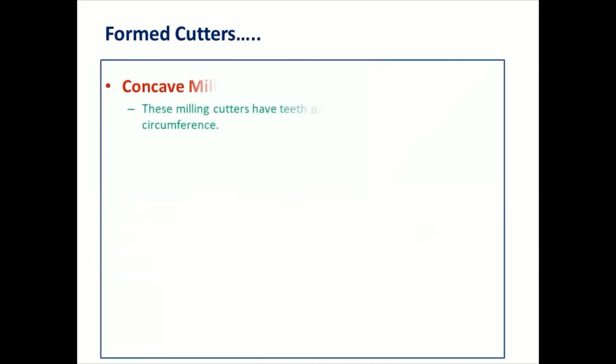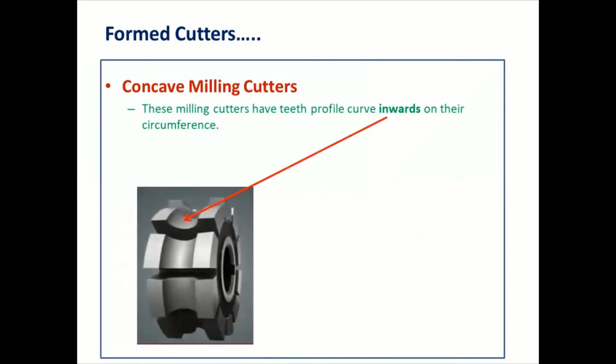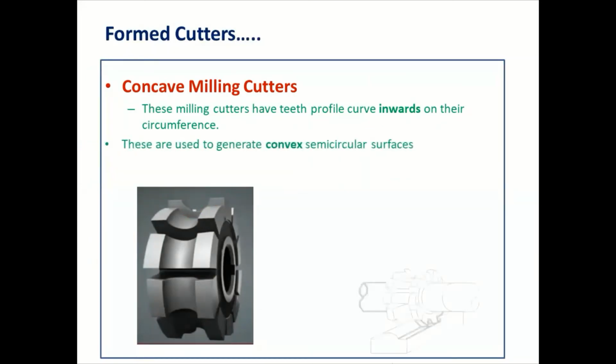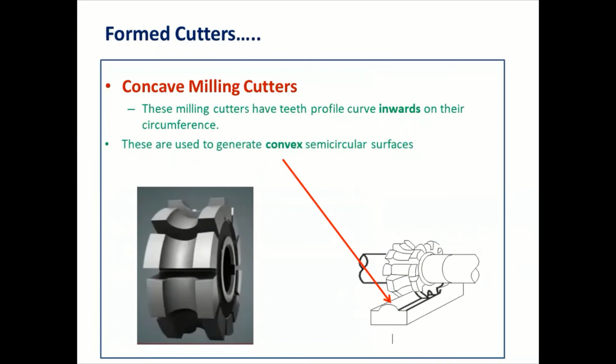Then the other one is the concave milling cutter. These milling cutters have a teeth profile inwards on their circumference. You can see it there. This is inward right now. So in the previous case it is outward, and now in the concave it is inward. And we can see the various surfaces which we are generating in this diagram. We are now producing the convex surface. Though the cutter is concave, the surface generated is convex. So this is a concave type of milling cutter.